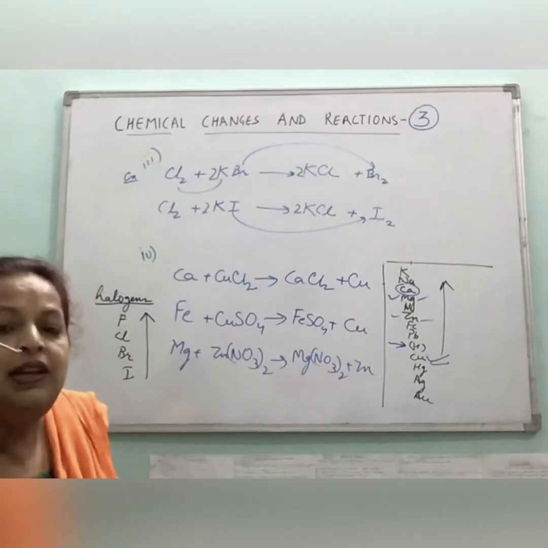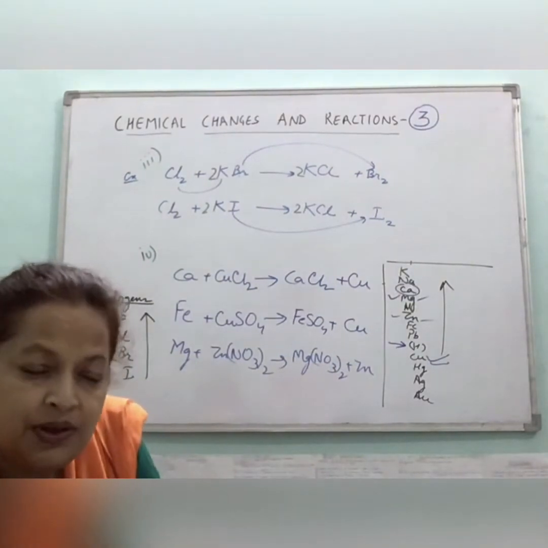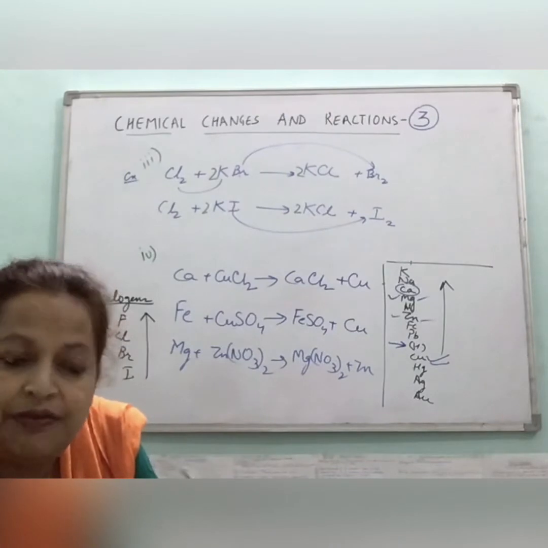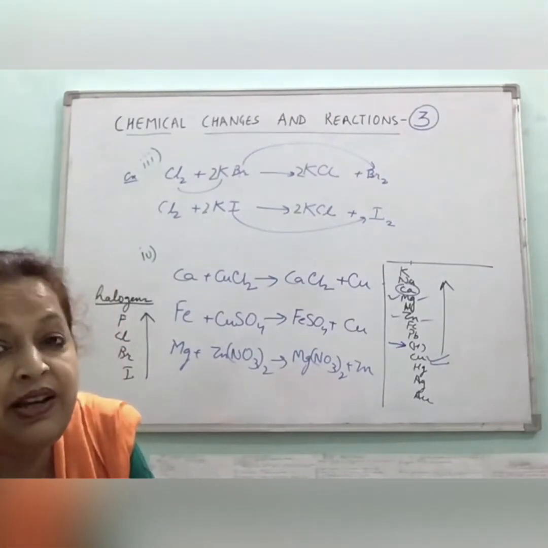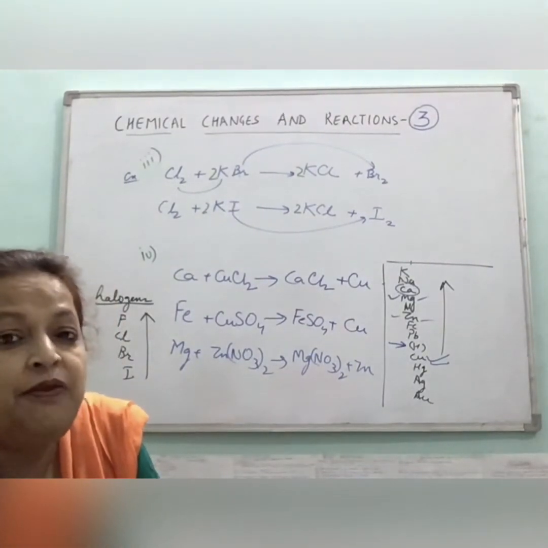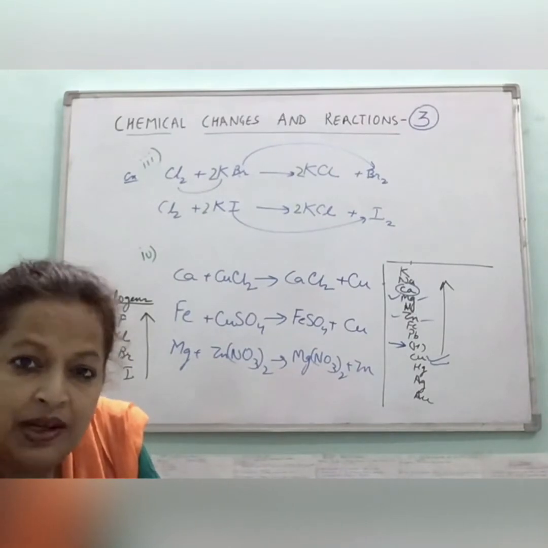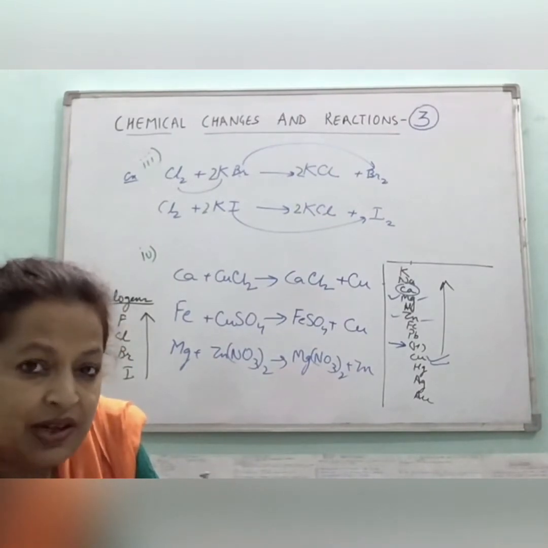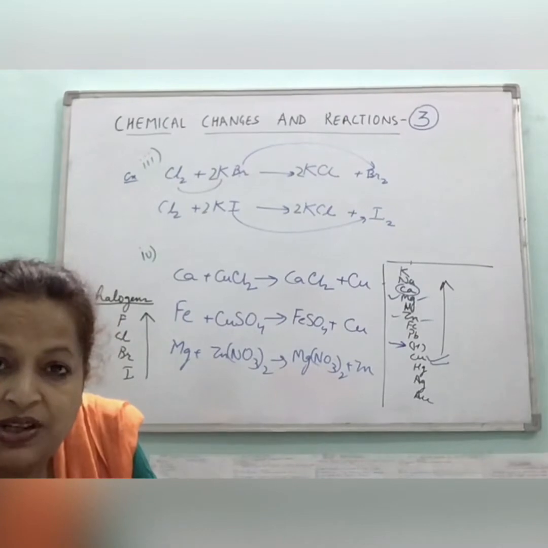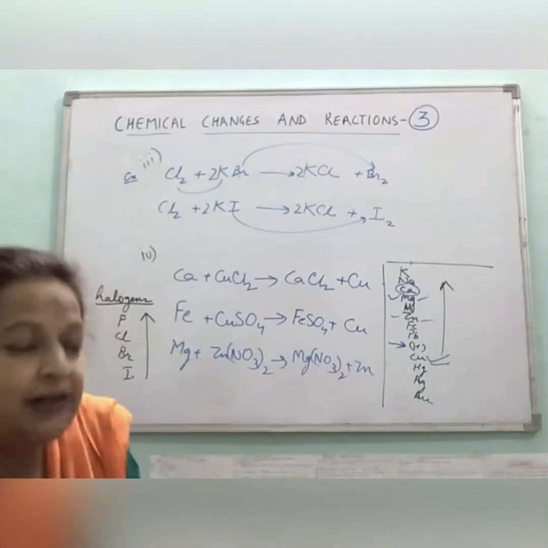So iron nails, if it is not rusted, if it is a fresh iron nail, it would be silvery grey in color. Rusted iron would be brown in color, right? Rust is brown in color, a reddish brown color. But the fresh iron nail would be silvery grey in color.